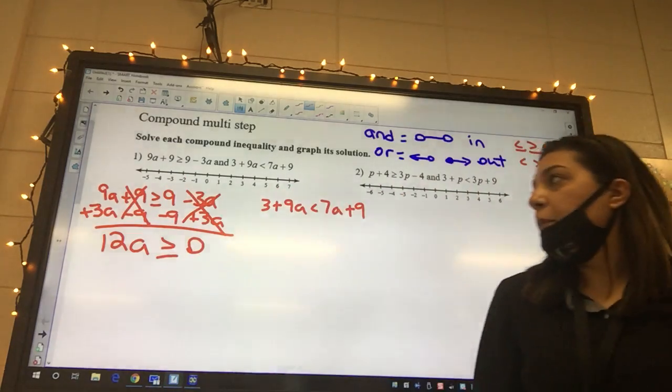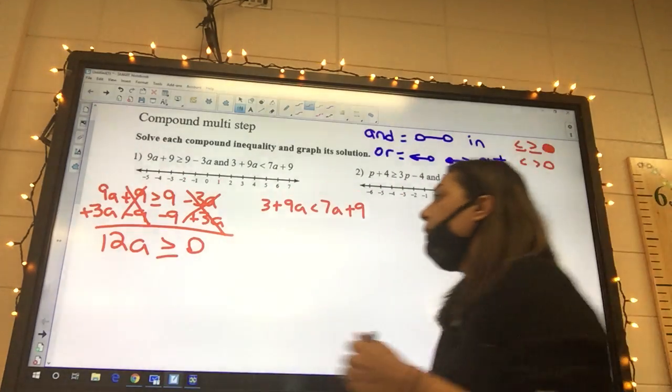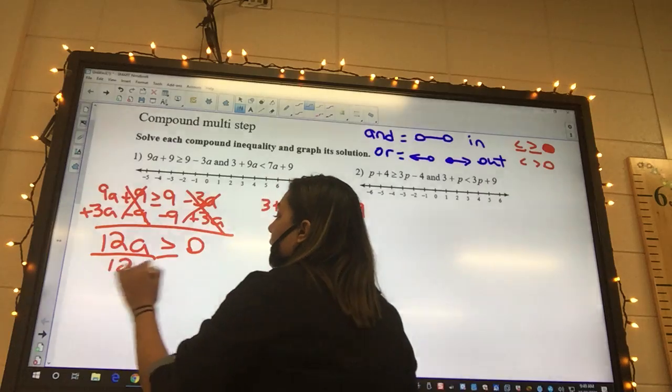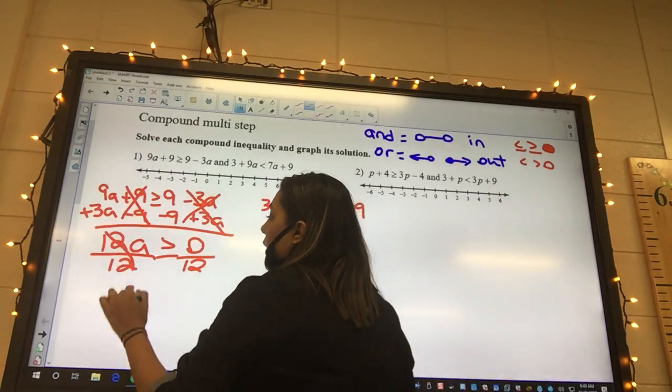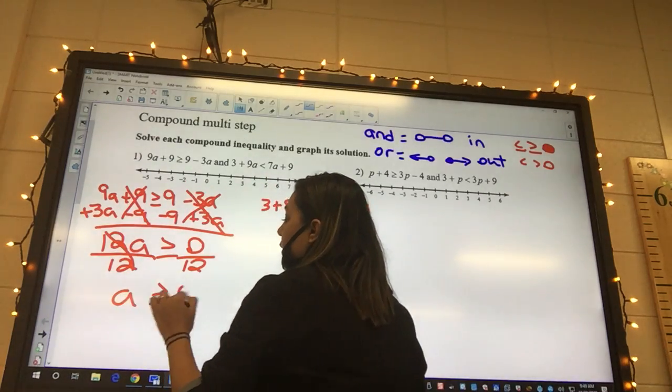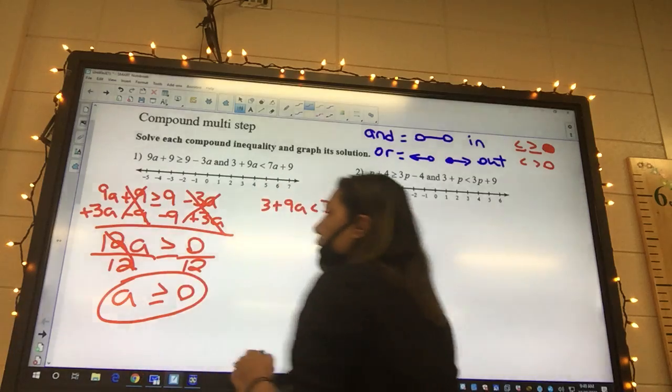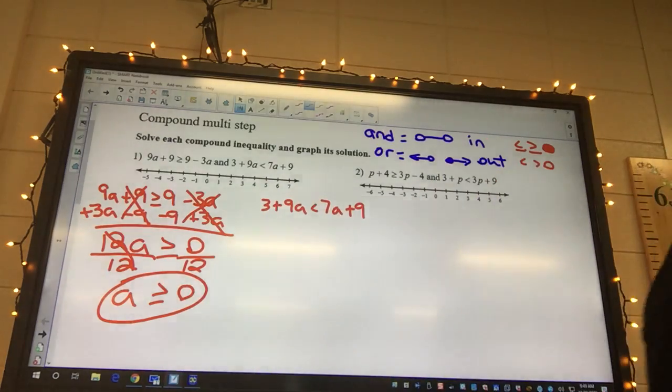What's our last step going to be? Divide. So a is greater than or equal to 0. So this one is done.